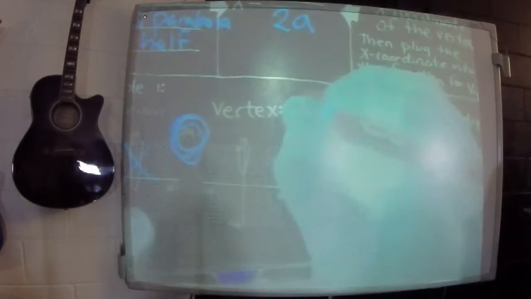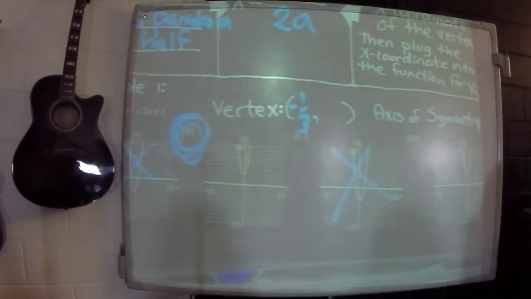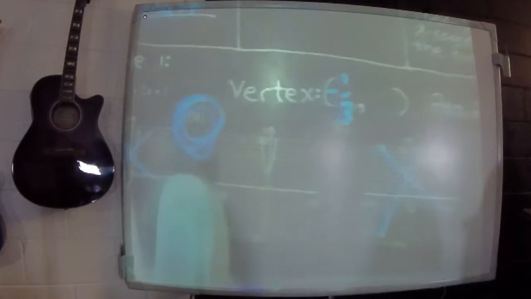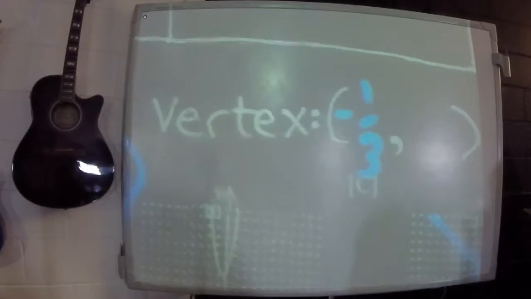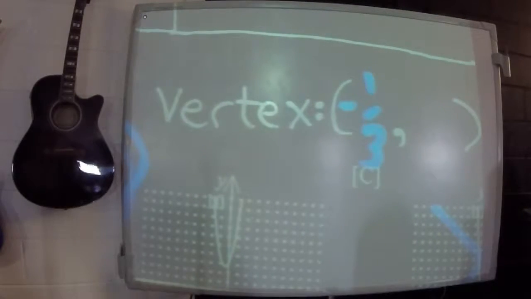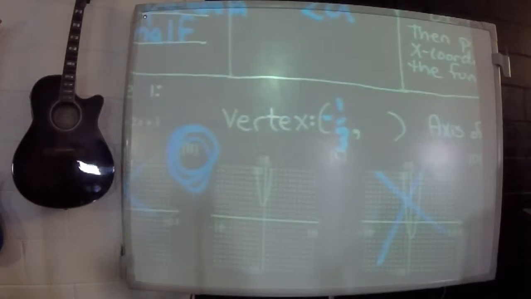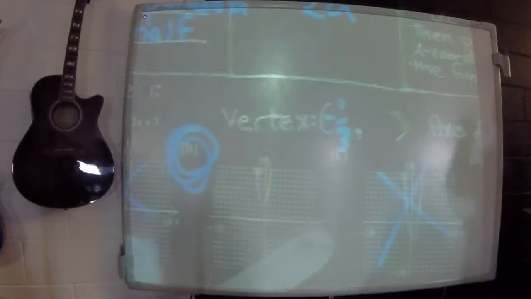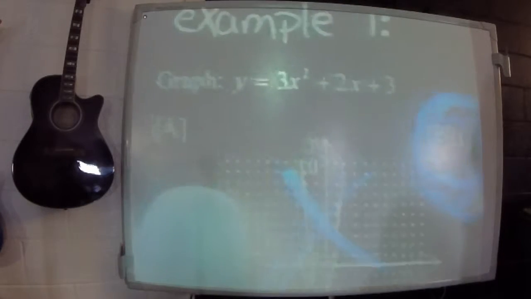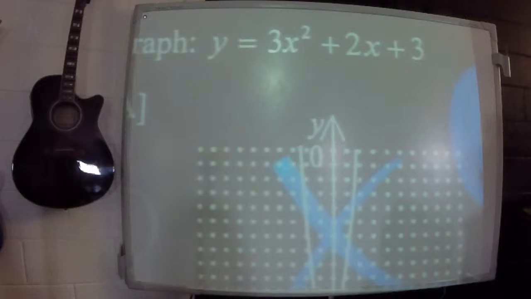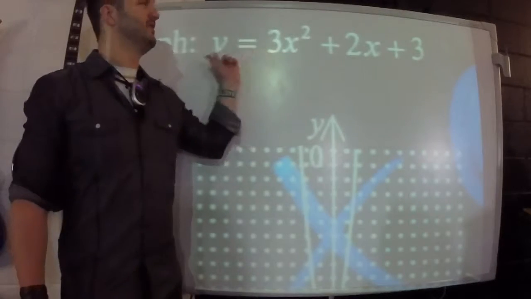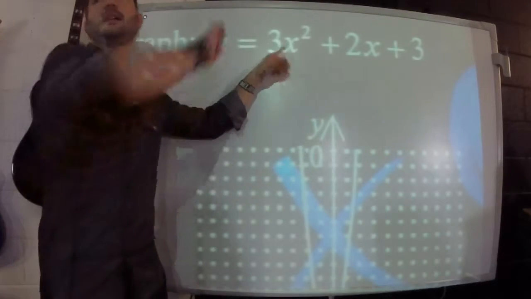So my vertex is negative 1/3, comma, what can I do with that negative 1/3 to find the y part of the vertex? Like flip it to positive 3? I don't know if that's it. Do you remember how we do it? Once you have the x part of it, what do we do to find the y part? Plug the x-coordinate into the function for y. Yeah, plug the negative 1/3 in for what letter? The x. Yeah, plug it in on this side.